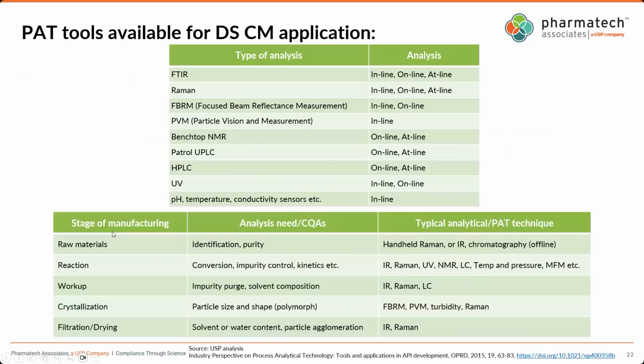I'm sorry. Yeah. So this is where different stages of manufacturing and what typical PAT analytical tool is being used at that different stage of manufacturing. So for crystallizations, as I mentioned, FBRM, PVM is the most common PAT tool that can be used. For filtration, IR and Raman can be used to find out the solid water content. It looks pretty similar to what I showed for oral solid dose applications on a high level. So there are commonalities, which I think is interesting to follow.